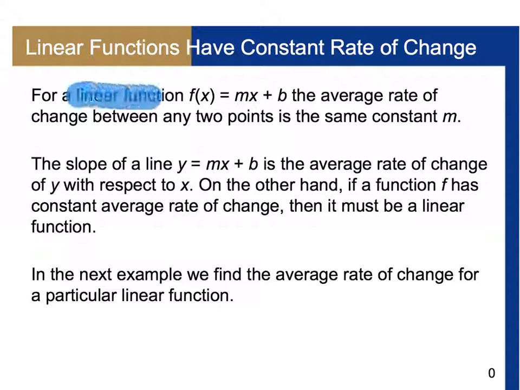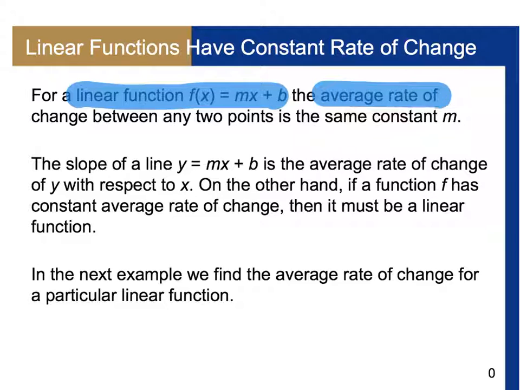Okay, for a linear function, f of x equals mx plus b, y equals mx plus b, the average rate of change is just m, just our slope. The reason is because you're taking a slope between 2 points, and when you do that, you're using the same line. Okay.